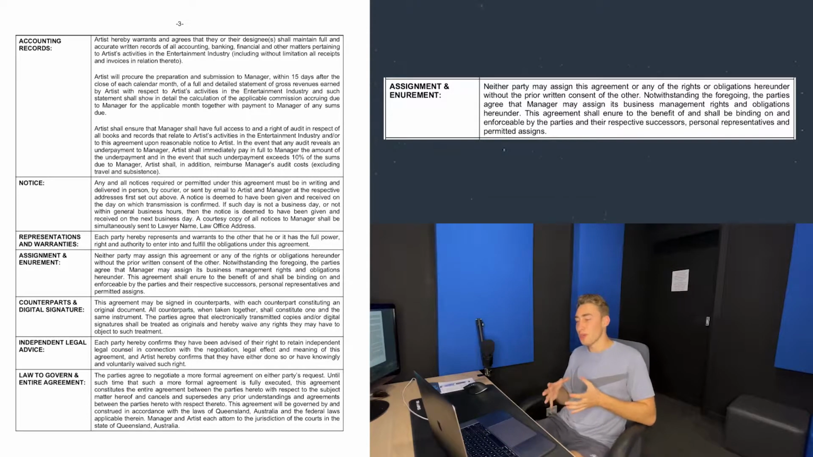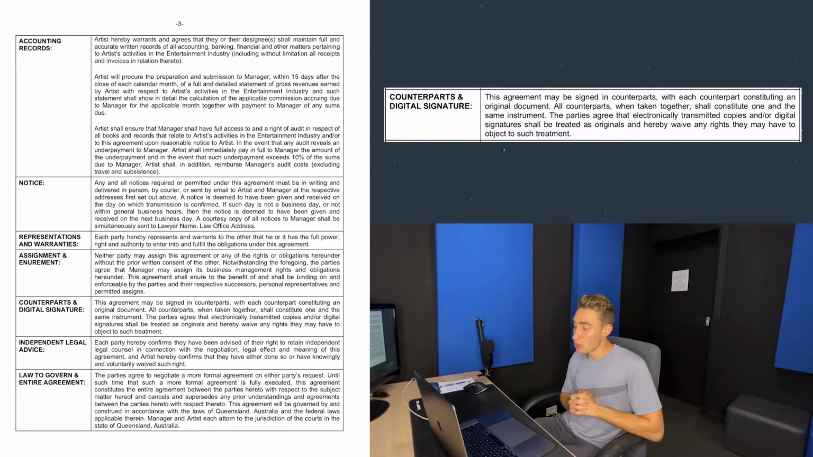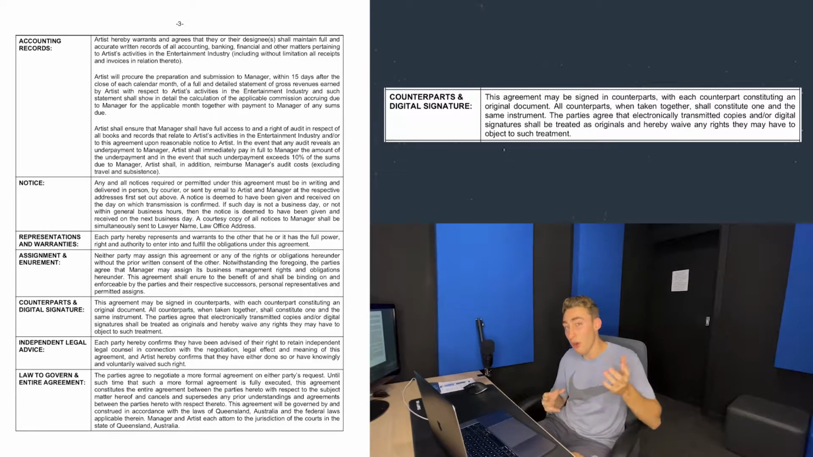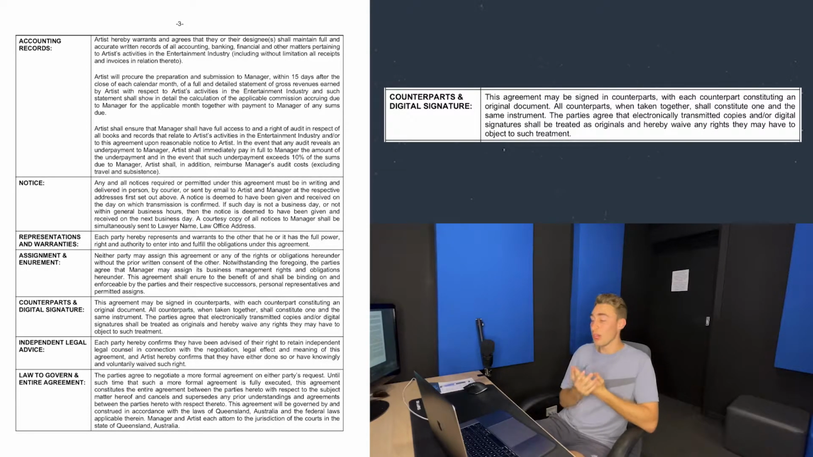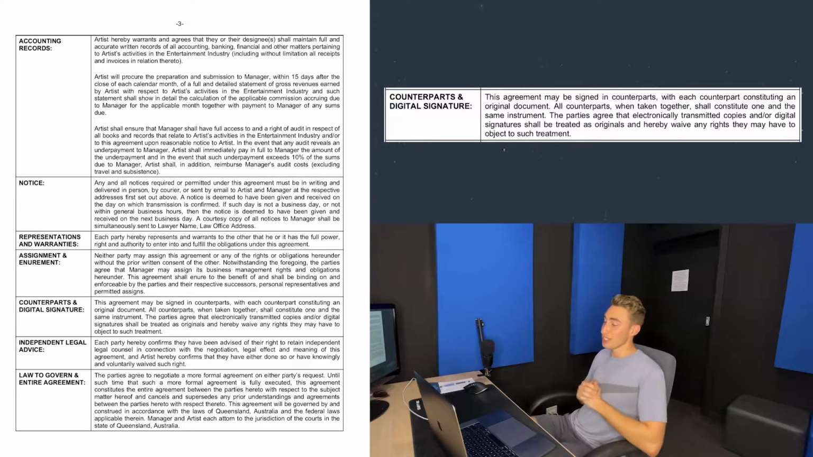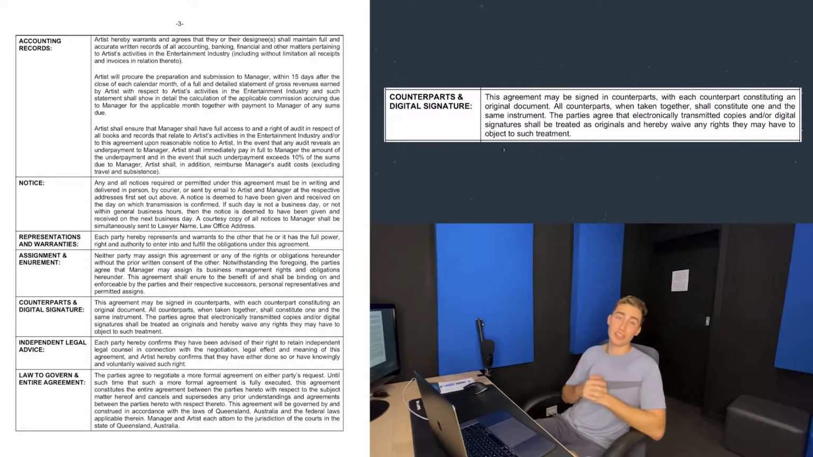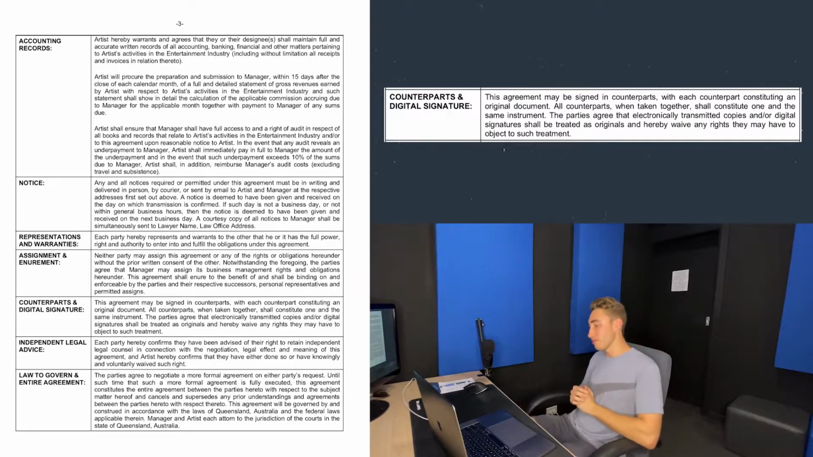The next part of the contract is counterparts and digital signature. This is also somewhat a standard term in contracts and essentially outlines that each counterpart of this document will constitute the full document, and that each party agrees that electronically transmitted copies and digital signatures will be treated as originals, which essentially allows parties to sign documents using websites like DocuSign.